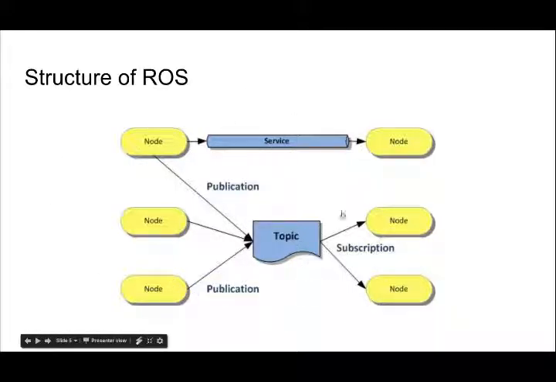So there are a lot of nodes, they are connected to each other through a message topic. The process of giving the message is called publication, and the process of seeing those messages and acting on it is called subscription. So this is all of it. That's it. This is ROS.